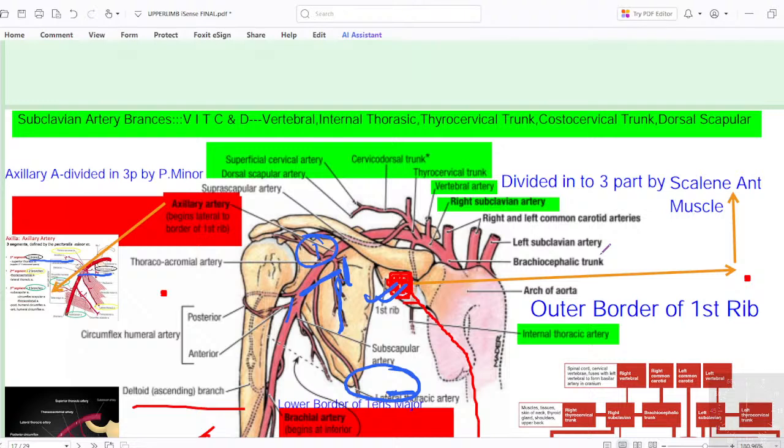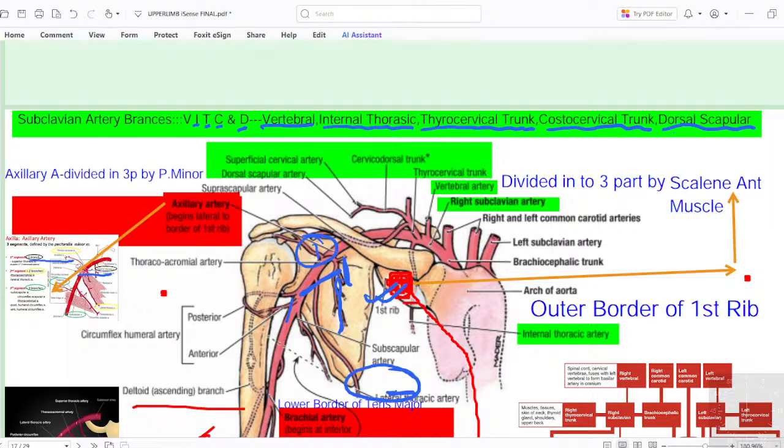So V for vertebral artery, I for internal thoracic artery, T for thyrocervical trunk, C for costocervical trunk, and D for dorsal scapular artery. Very nice. Vertebral artery, internal thoracic artery, thyrocervical trunk, costocervical trunk, and dorsal scapular artery. These are the branches of the subclavian artery.